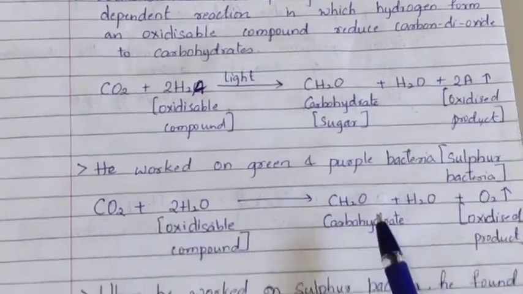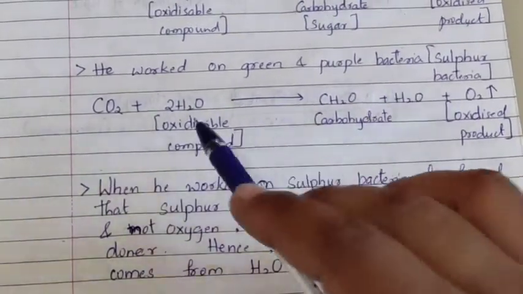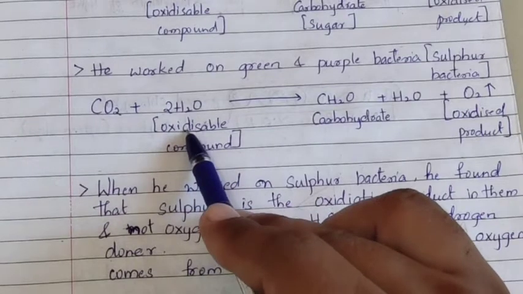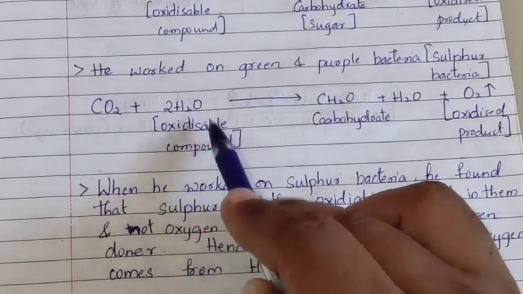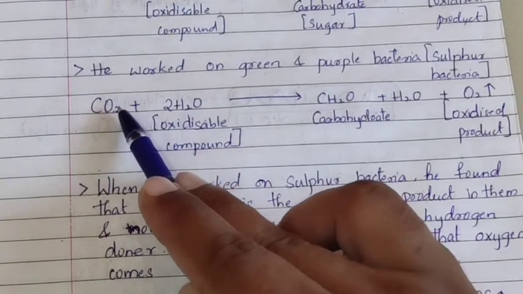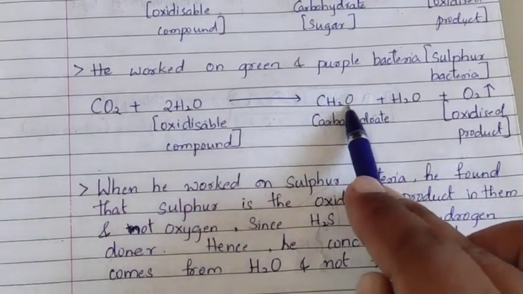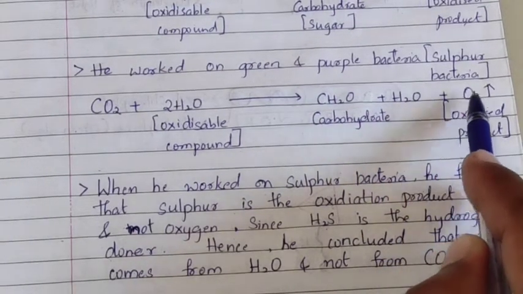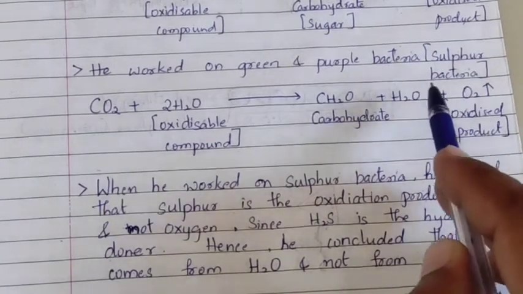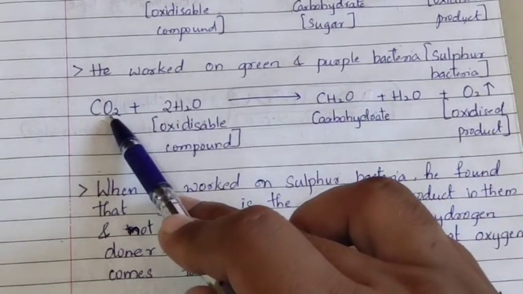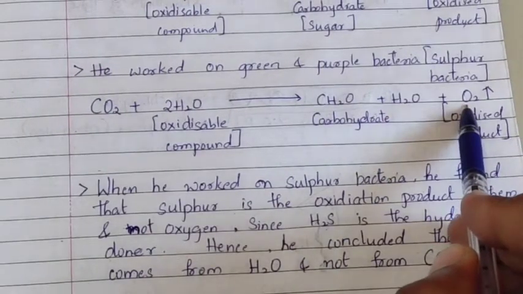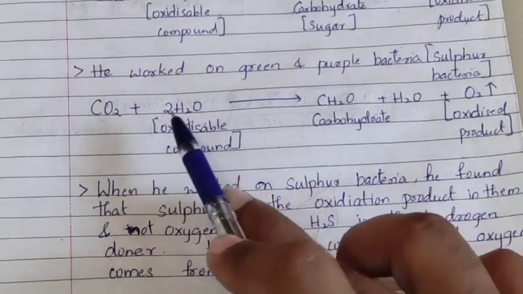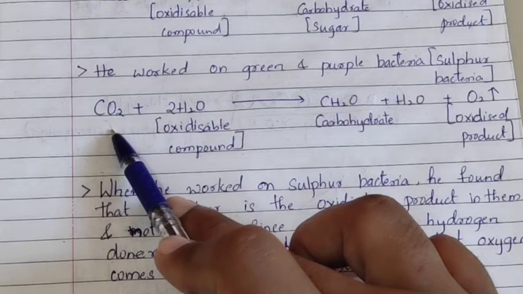If you look at the normal reaction, where the plant uses carbon dioxide and water, here the water is the oxidizable compound, so hydrogen from the water is used to reduce the carbon dioxide into carbohydrate, right? And as a byproduct we know that water as well as oxygen is produced. We know that green plants take carbon dioxide and release oxygen, right? Now whether the liberated oxygen is coming from water or from carbohydrate is still a mystery. So we want to find that out.